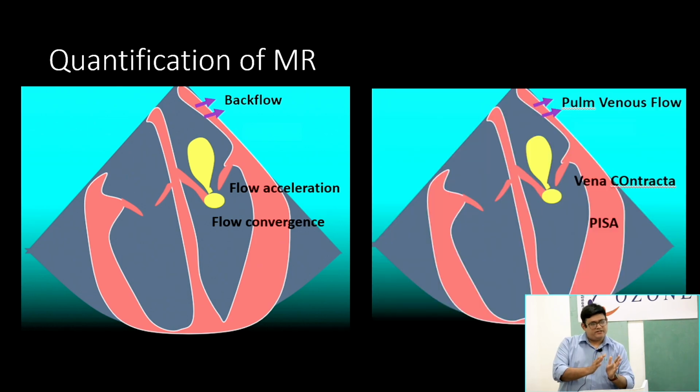So how do we use this for quantification of MR? Your flow convergence and your hemispheric shells will give you an idea about the PISA or the proximal isovelocity surface area, which will be used to calculate your effective regurgitant orifice area and your regurgitant volume. Vena contracta will be measured at the narrowest point. Then you will see the jet, and you have your pulmonary venous flow, which will measure the back pressure changes. So let us see one by one.